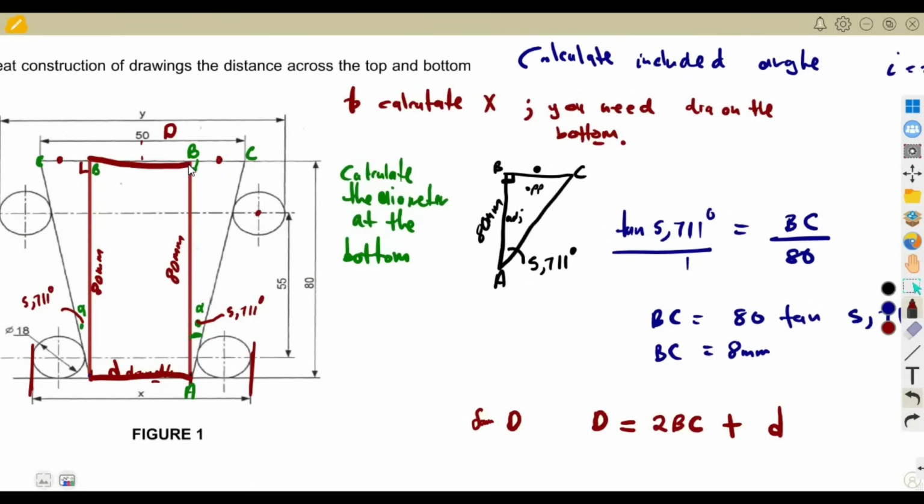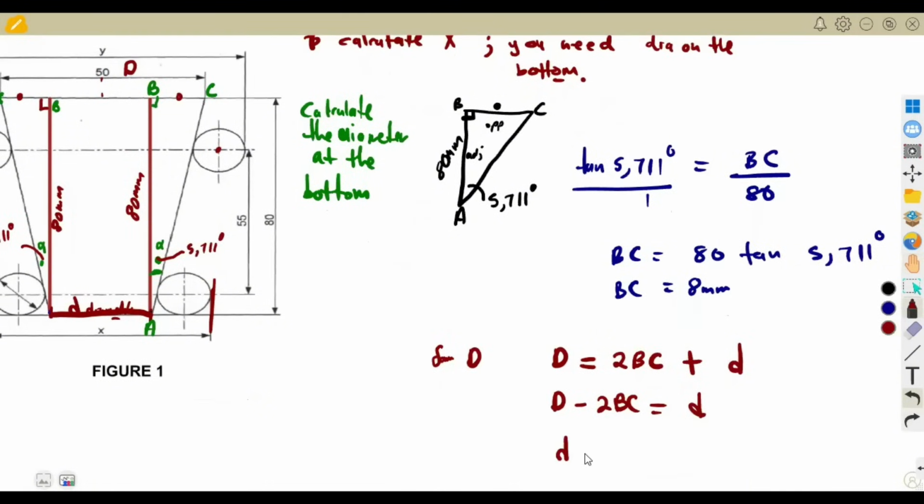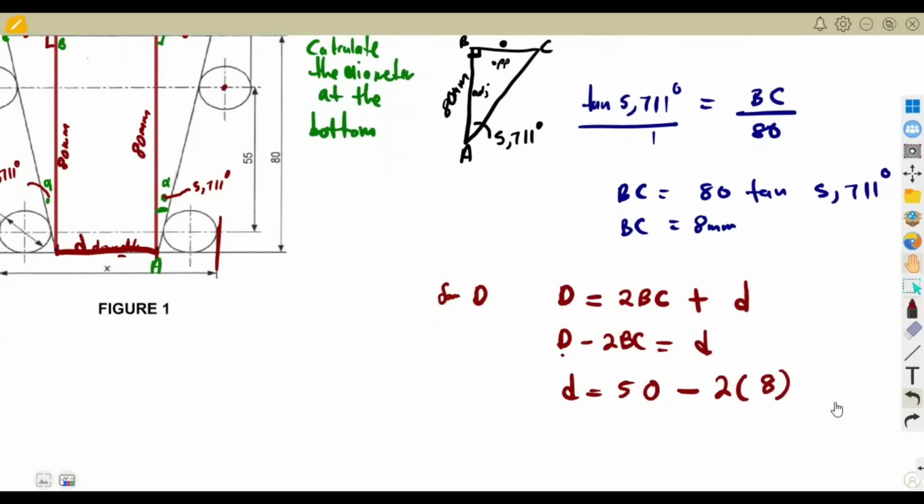It is the same as from here to here. So if you take the whole of this line, which is the diameter on the top, it's a combination of what? Of BC, BC, and the diameter on the bottom. This one is the same as the diameter on the bottom. So that means we can calculate this. So it's D minus 2BC is equal to the diameter on the bottom. That is the diameter on the top, 50 millimeters, minus 2 times BC, which is 8. So that was going to give us the small diameter of 34 millimeters. So there we have got 34 millimeters.